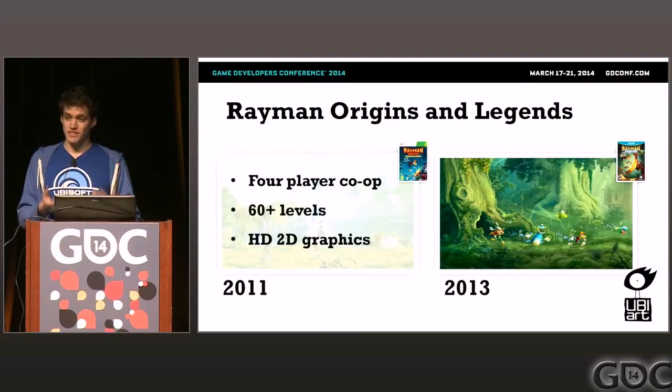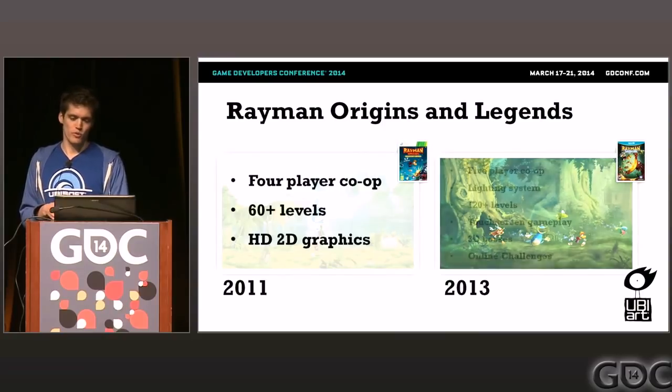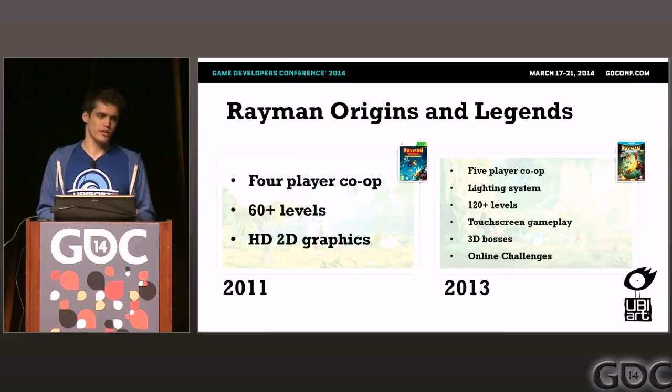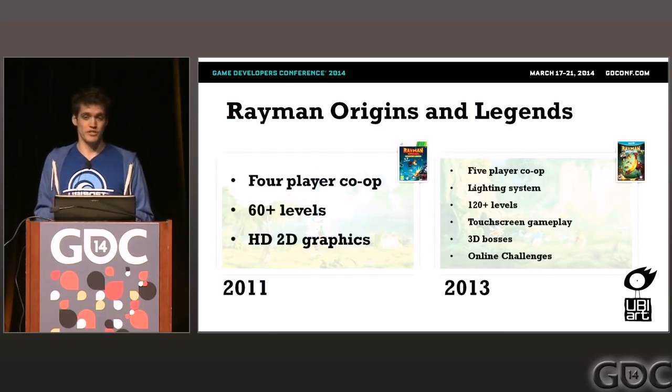And of course, when you're making a sequel, you don't want to just make a direct sequel. You want to actually make it meaningful, make it something that people want to buy. So we wanted to add new features, make the engine more robust. This is just a small list. We have a lot of new additions that we made during the course of transitioning from Origins to Legends.